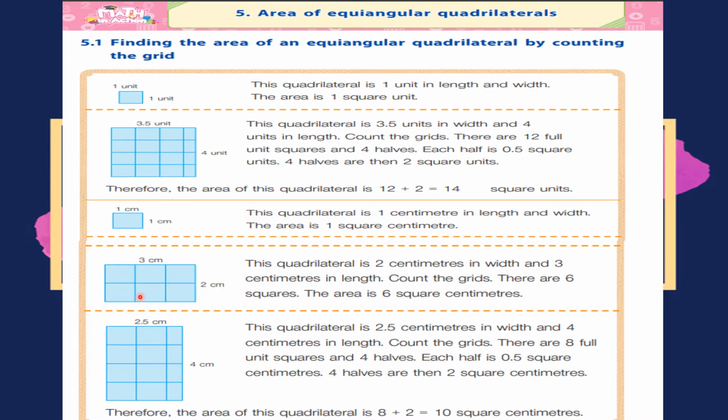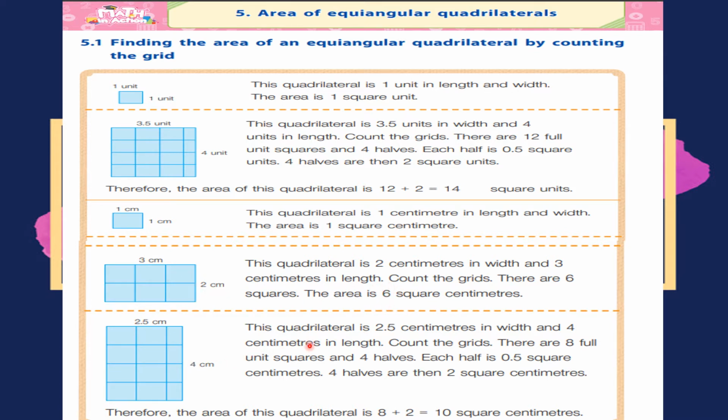This quadrilateral is 2 centimeters in width and 3 centimeters in length. Count the grids. There are 6 squares. The area is 6 square centimeters. Okay, you are going to multiply 3 times 2 is equal to 6 square centimeters.